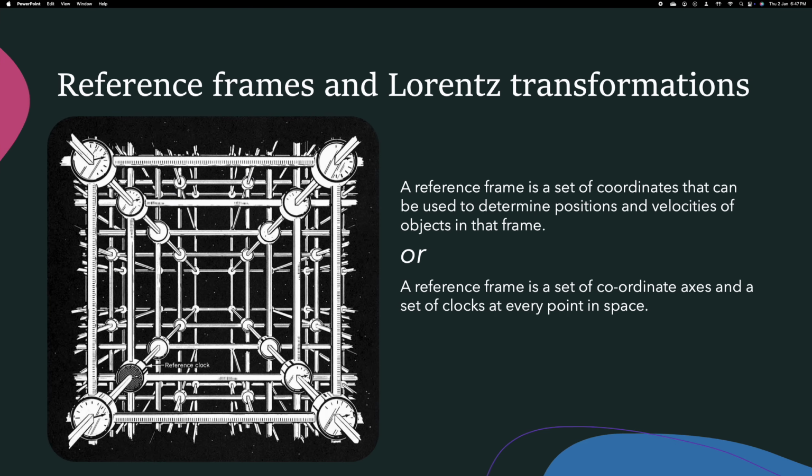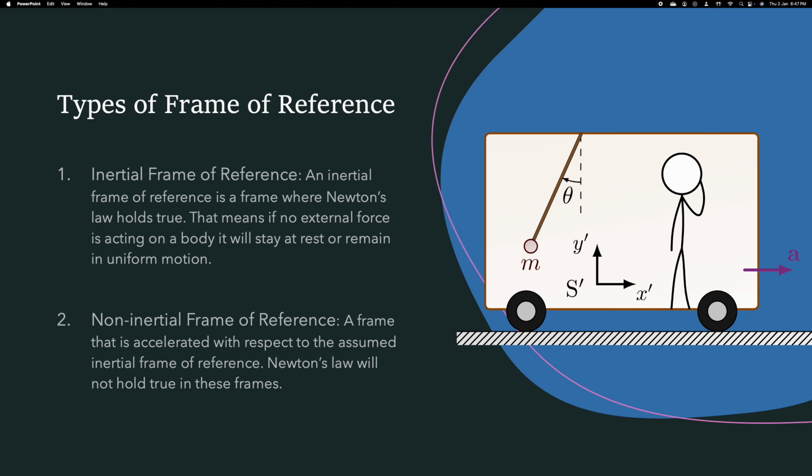Now, because we're talking about reference frames, we also have to understand the types of reference frames we have. We have two types: one is called the inertial frame of reference, and the second is called the non-inertial frame of reference. So what is an inertial frame of reference? An inertial frame of reference is one where the object is not experiencing any external force. So there is no external force acting on the body, and therefore the net acceleration of the body is zero. What does it mean?